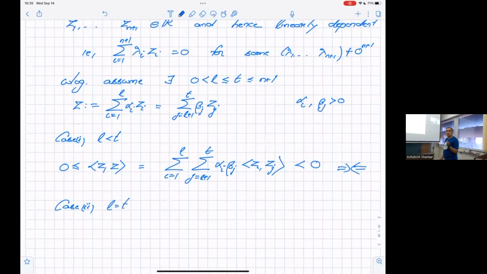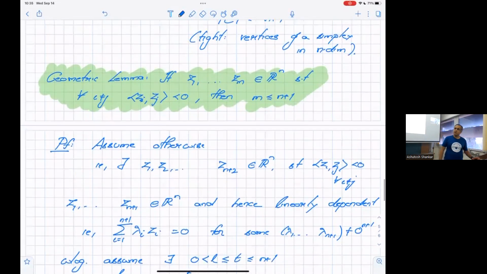We haven't yet used one fact. What have we not yet used? We haven't yet used z_{n+2}. The z_i, z_j inner products are all negative. That's the geometric lemma. That is, they all make up this angle with each other.